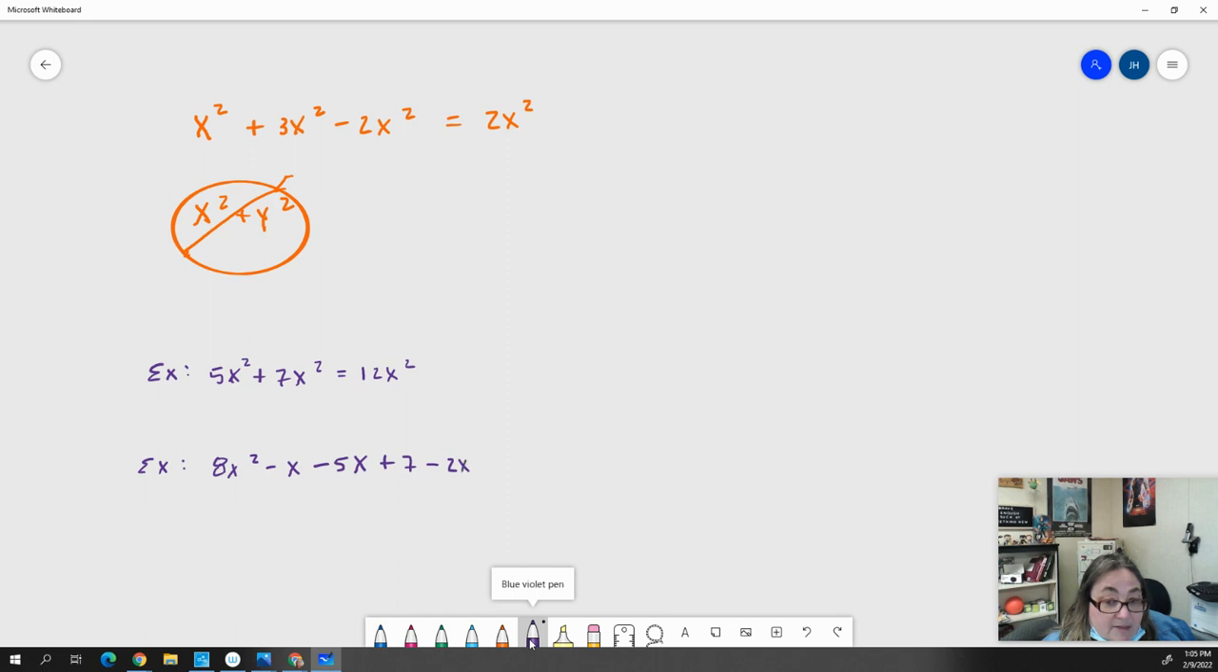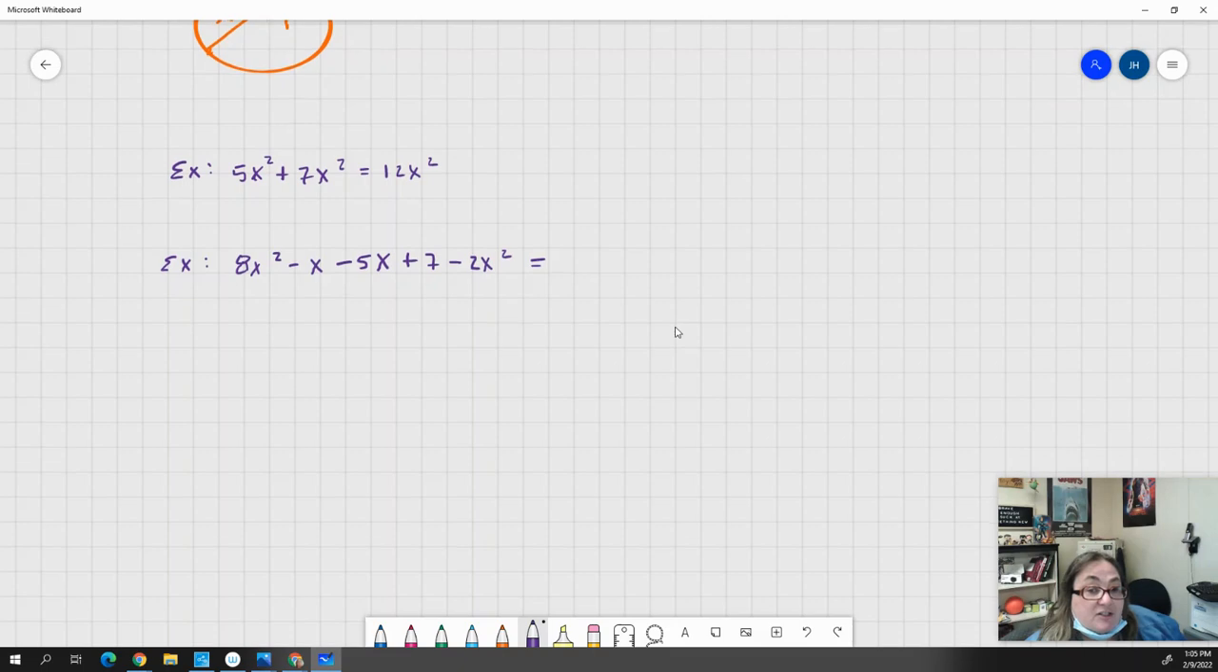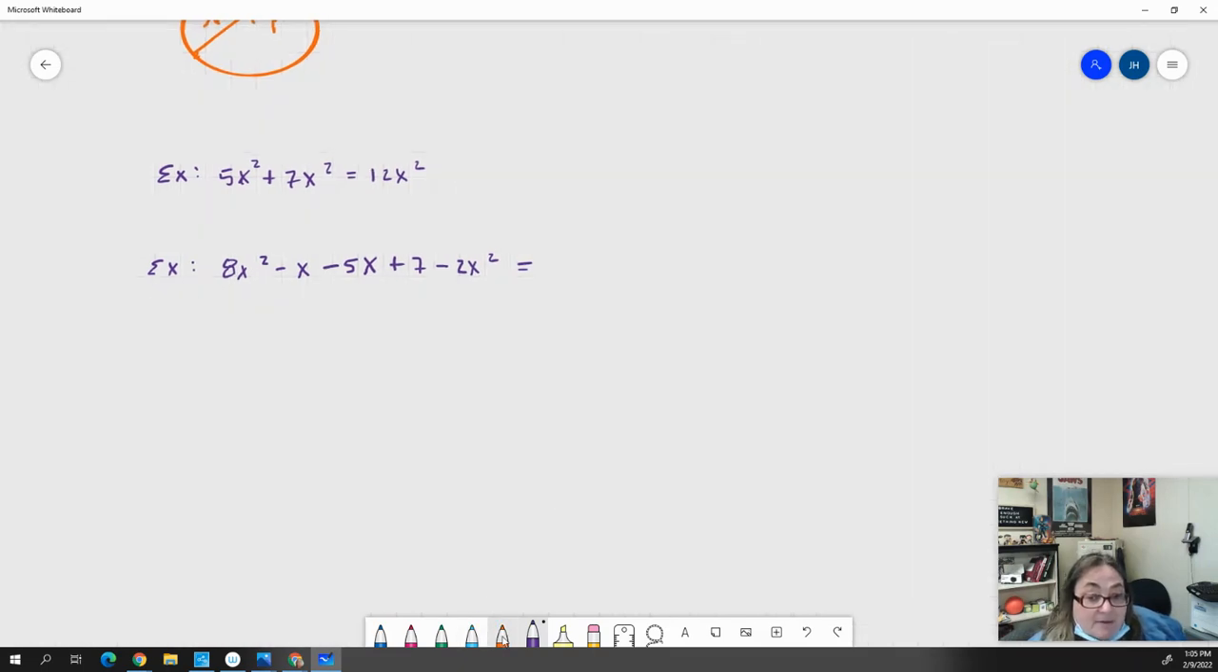minus 2x squared. When I look at this to solve it, it still works the same way. There's multiple facets in here, but we're still going to combine just our like terms. I'm going to start with anything that's squared because that's my highest power. I'm going to take all my x squareds and I'm going to combine them. Well, I have 8x squared minus 2x squared. That is 6x squared.